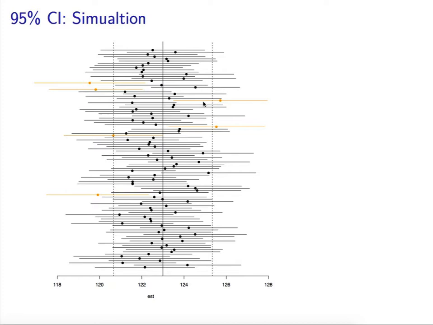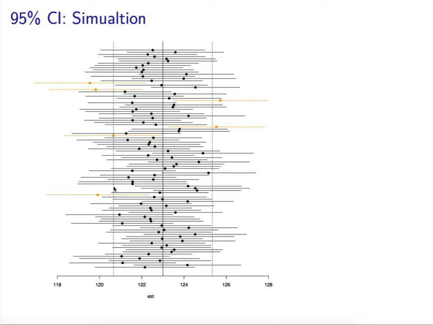We also have these two dashed lines on either side representing the region where we expect 95% of our estimates to land. We don't quite have 95% of our confidence intervals that contain the true mean, but it's very close. Again, there's always going to be some variability when we do these simulations, but it should be close to 95%. In this case, we're at 94%.